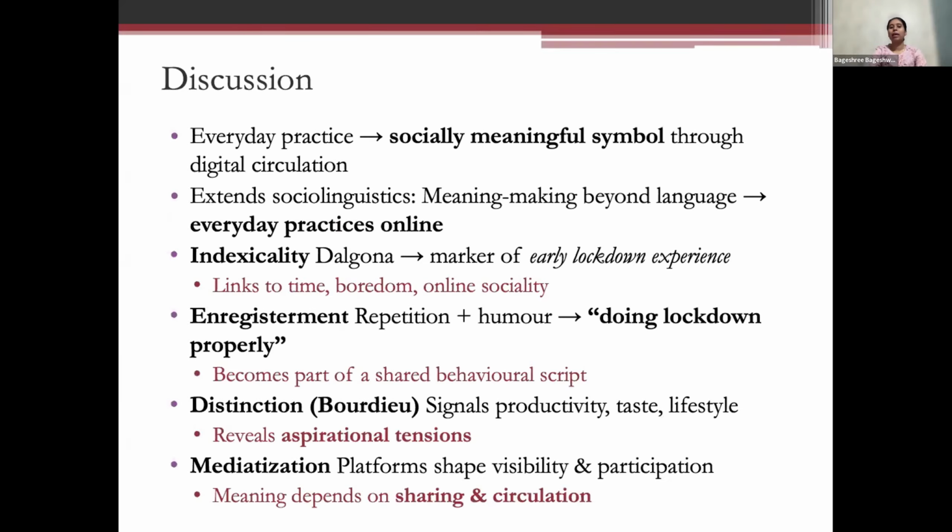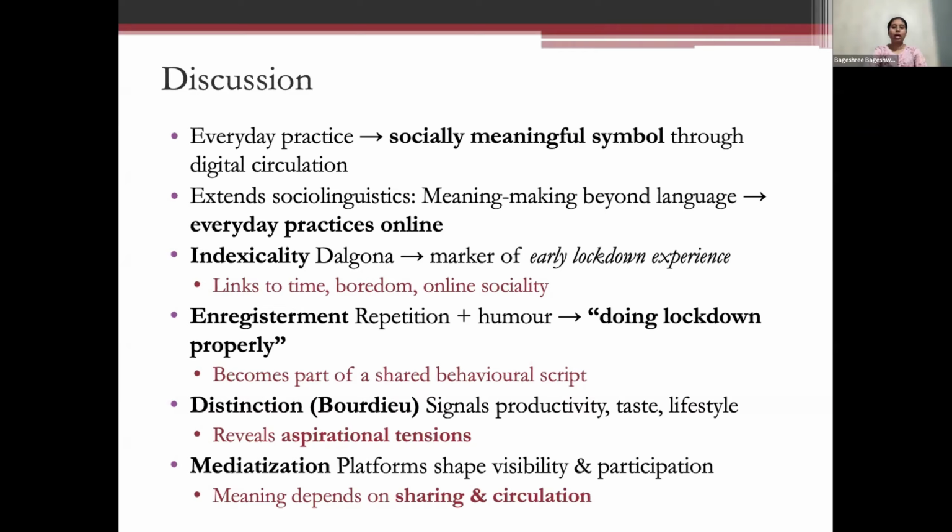So as we saw, this everyday practice of Dalgona coffee became a socially meaningful symbol through digital circulation. This somewhere extends sociolinguistics from meaning making beyond language to everyday practices online. As we saw, with the indexicality of Dalgona, it became a marker of early lockdown experience and it links to time, boredom, and online sociality in the pandemic context.